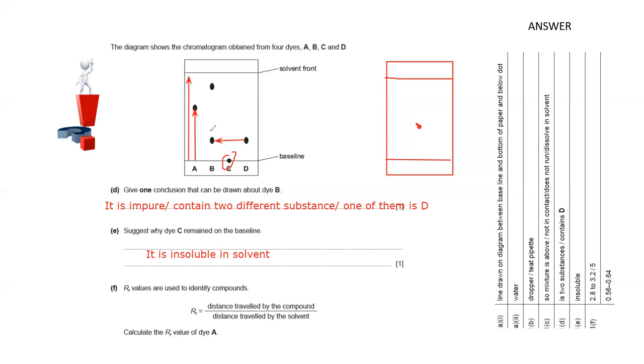So what about the Rf value of A? So you will measure 2.5 for the solvent, and for the spot 1.5. So 1.5 divided by 2.5, that will give 0.6. So the answer is 0.6.